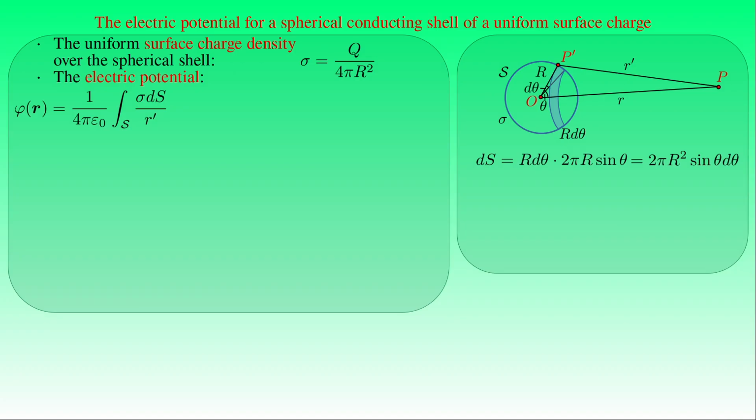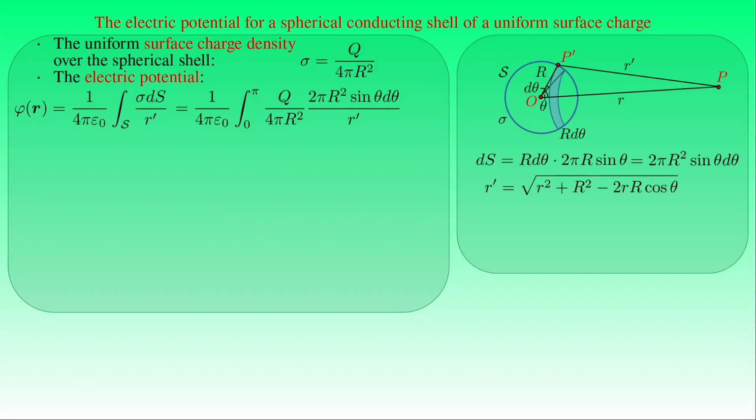If we substitute the expressions obtained for the surface charge density sigma, the area element ds, and the distance r prime between any point P prime of the area element and the point P, we have 1 over 4 pi times epsilon naught, times the integral of Q divided by 4 pi times R squared, times 2 pi times R squared times sine theta divided by the distance r prime. We can determine the distance r prime between any point P prime of the annulus and the point P by applying the law of cosines for the triangle OP prime P, which tells us that r prime is equal to the square root of r squared plus R squared, minus 2 times r times R times cosine theta.